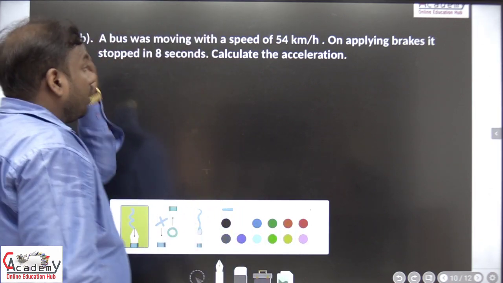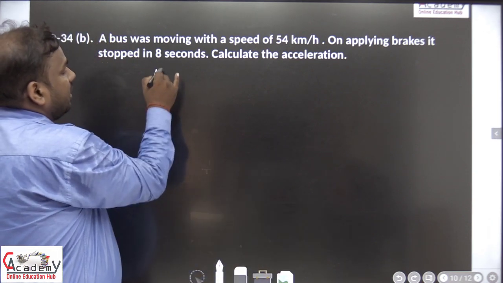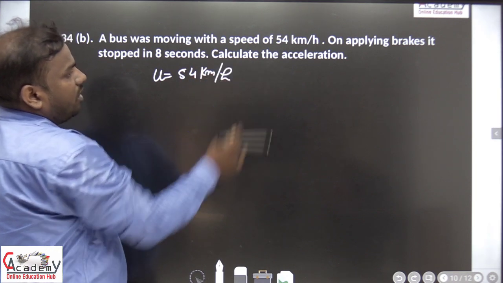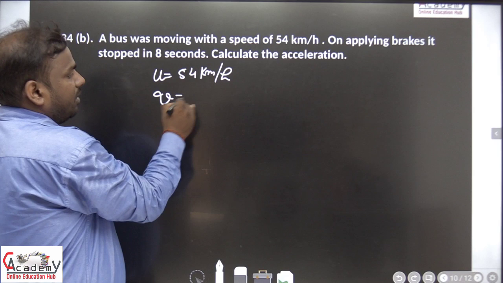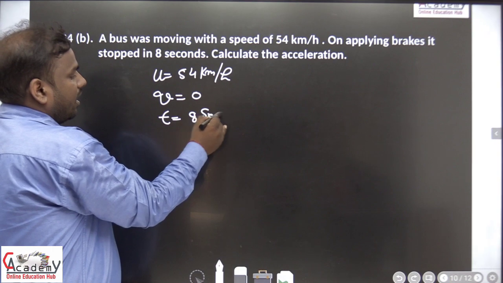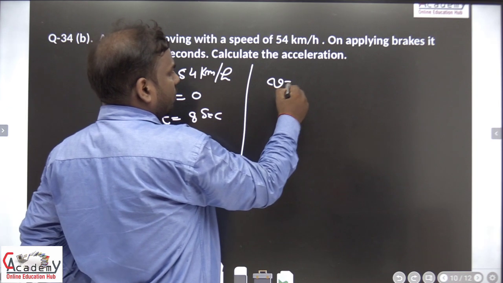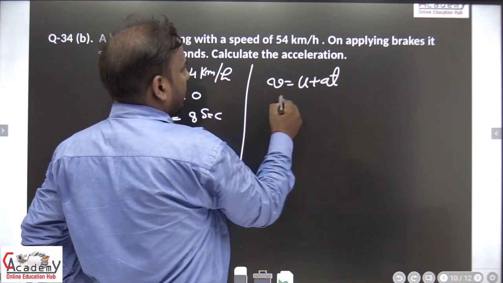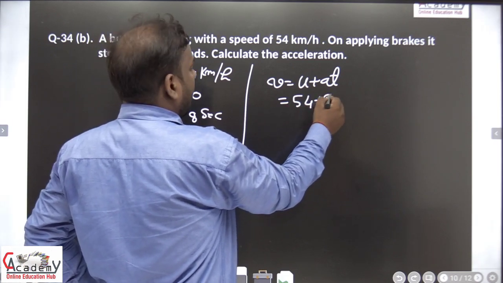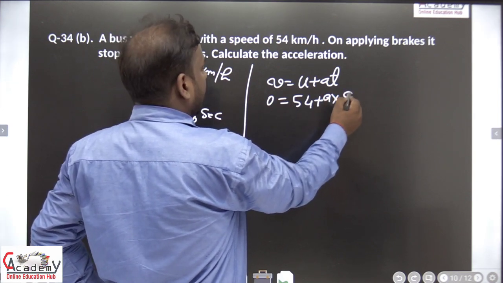A bus was moving with a speed of 54 kilometer per hour, that is the initial velocity. On applying the brakes, it stopped, meaning final velocity will be 0, in 8 seconds. Time is 8 seconds. Calculate the acceleration. Now again we use v is equal to u plus at. What is u? 54. A, acceleration, we have to find. Final velocity is 0, multiplied by time. Time is 8 seconds.